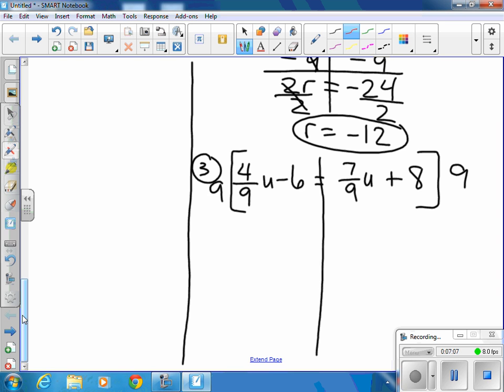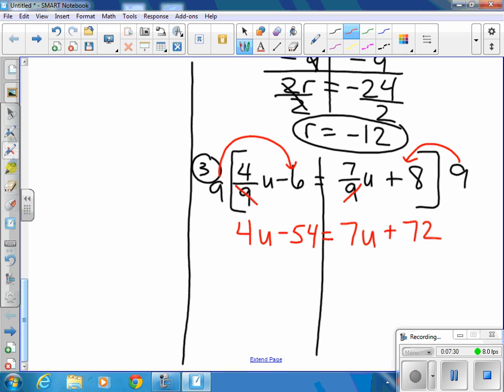So the 9 on the outside takes off the 9 on the bottom. That leaves you with 4u. And then remember, you have to multiply the 9 times the negative 6. 9 times negative 6 makes negative 54. So the fraction's gone from the left. Do the same thing on the right. The 9 will cross off the 9 from the bottom of the fraction, and you have 7u. And then don't forget 9 times positive 8 will give you positive 72.